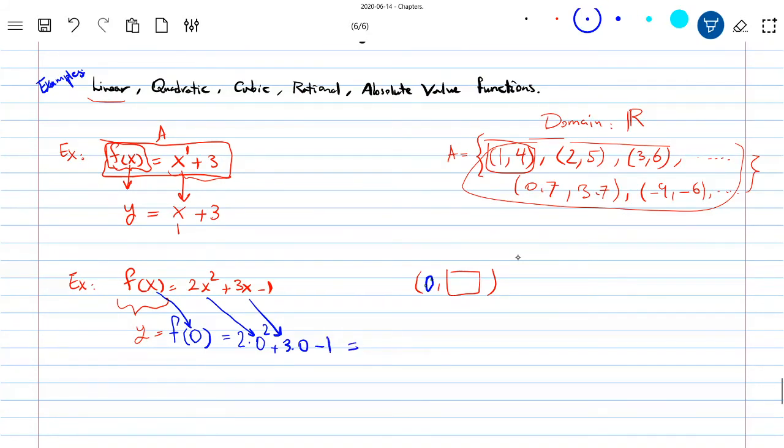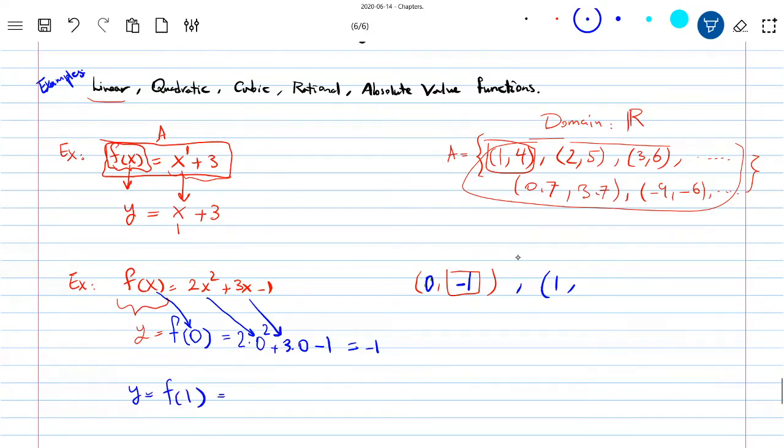And if you calculate, these are just numbers. 2 times 0 plus 3 times 0 is 0, minus 1 would be negative 1. Did I get one y value? Yes, I got only one specific y value, and the y value is negative 1. You can try another number, something like 1. How do you find the y value? The y value is f of 1.